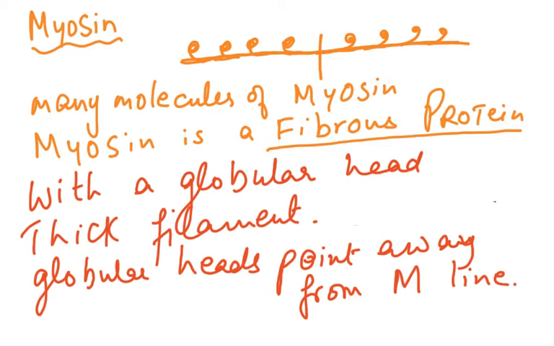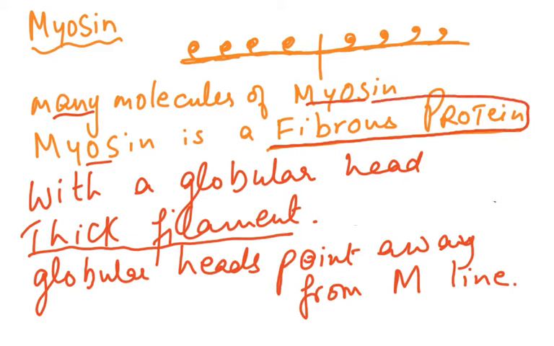First of all, let's look at the structure of myosin and actin. Now, myosin is the thick filament, and it has many molecules of myosin, but please remember myosin is a fibrous protein, but it has globular heads, and these globular heads are these. Look at the globular heads, they point away from the M line. Now this is the M line. So they point away from the M line.